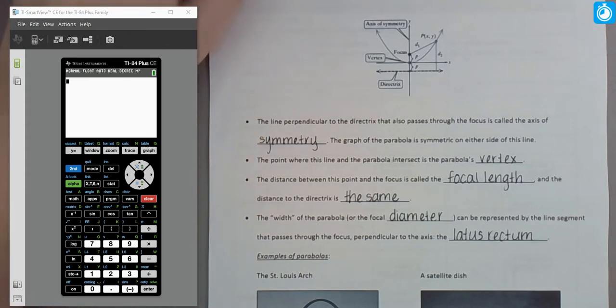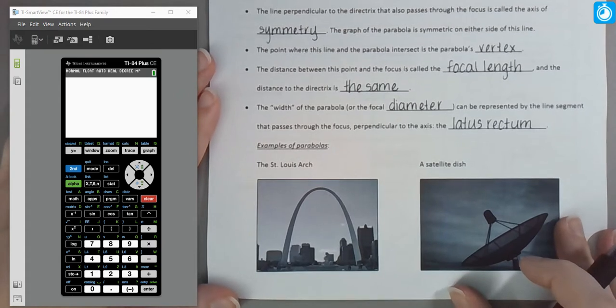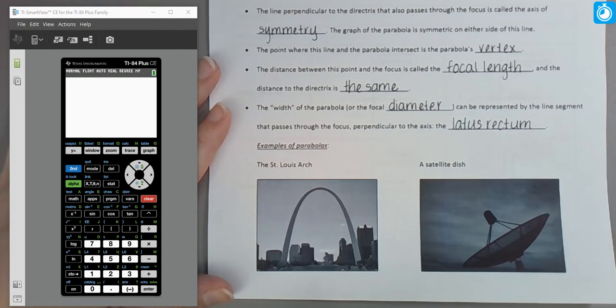Now, as with a hyperbola, we see parabolas in real life fairly often, whether we realize it or not. So for instance, the St. Louis Arch, if you've ever been to St. Louis and seen that, or if you've just seen pictures of it, is parabolic. It's opening downward. And then a satellite dish is also parabolic. So the curve inside a satellite dish, if we were to take a cross section of that, is also going to be shaped like a parabola.